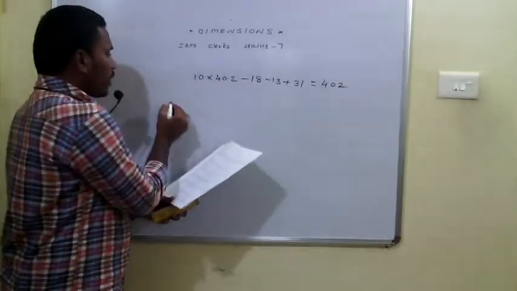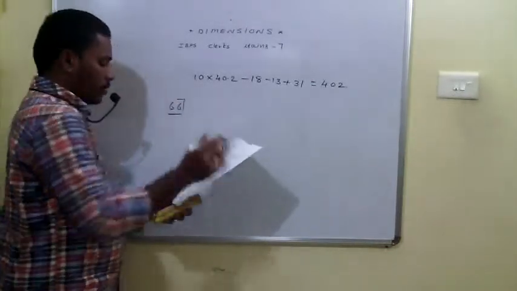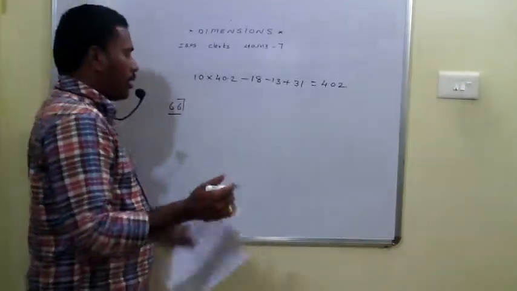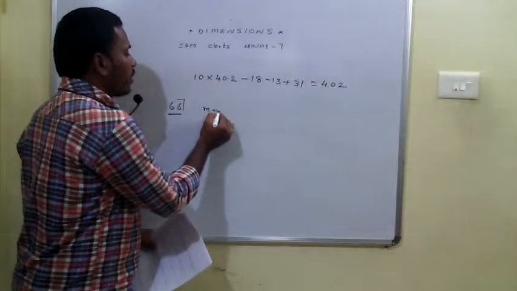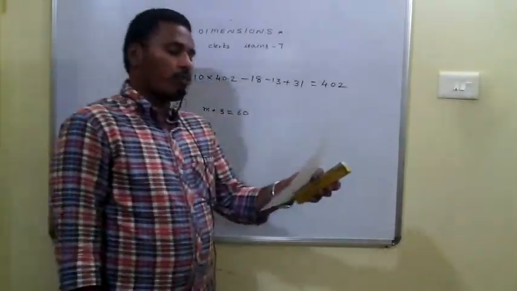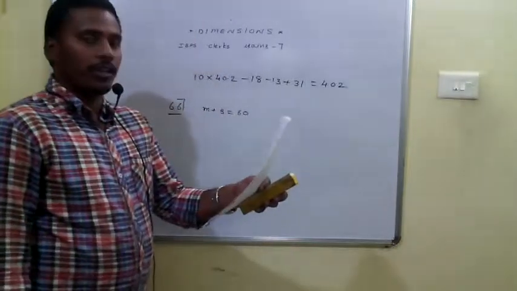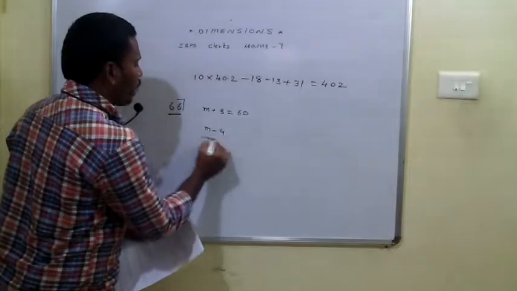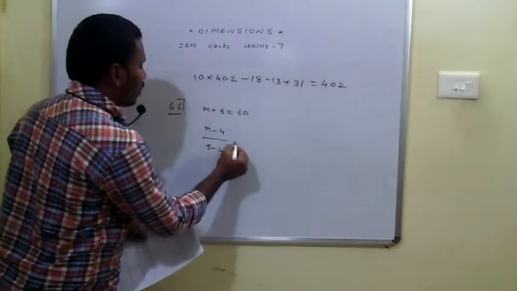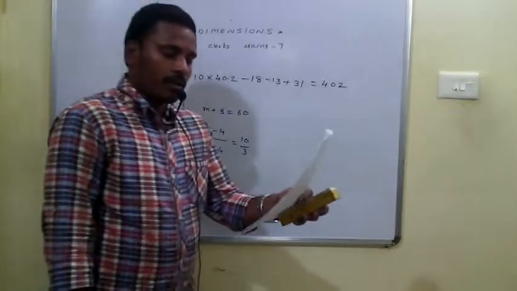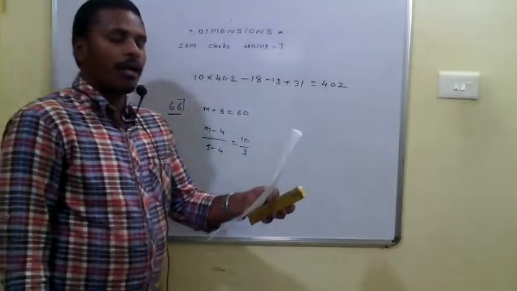Okay, then coming to the 66th problem: the average of a man and his son is 30 years. Since the average of a man and his son is 30 years, the sum of their ages will be 60. The ratio of their ages 4 years ago was 10:3. See, the ratio of their ages 4 years ago, (m minus 4) by (s minus 4), is given as 10:3, like 10 by 3. What is the difference between the present ages of the man and his son?